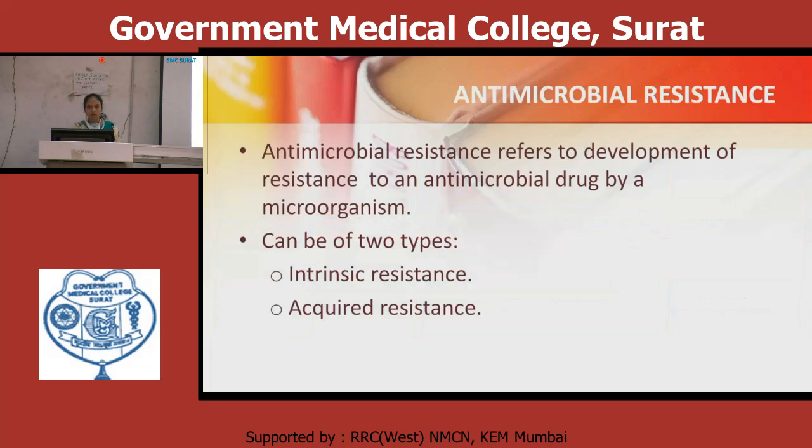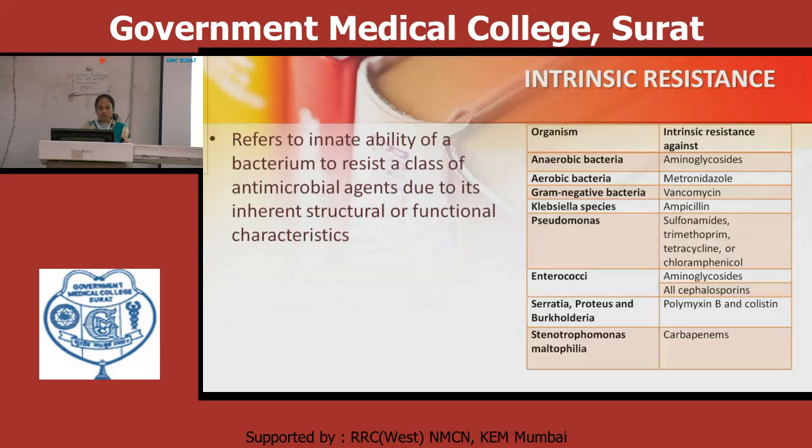Now antimicrobial resistance refers to development of resistance to an antimicrobial drug by a microorganism, which can be defined as two types, intrinsic resistance and acquired resistance. Intrinsic resistance refers to the innate ability of a bacterium to resist a class of antimicrobial agents due to its inherent structural or functional characteristics. For example, anaerobic bacteria are intrinsically resistant to aminoglycosides.